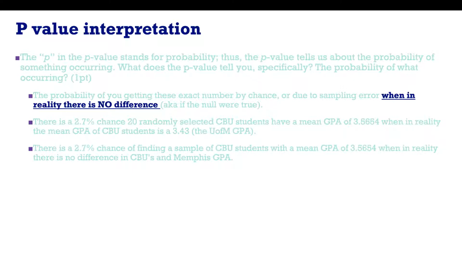So there is a 2.7% chance 20 randomly selected CBU students will have a GPA of 3.5654, when in reality the mean GPA of CBU students is a 3.43, or that of the University of Memphis students. So the null was that CBU students would have the same population mean as U of M students of a 3.3. So there's only a 2.7% chance of randomly selecting 20 students and those students having a 3.5654, when in reality there's no difference.